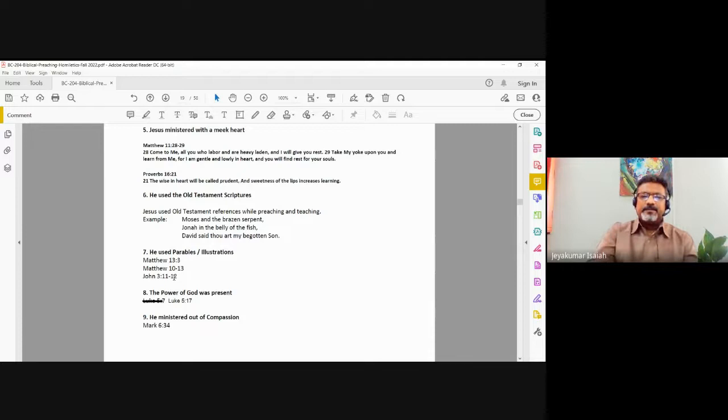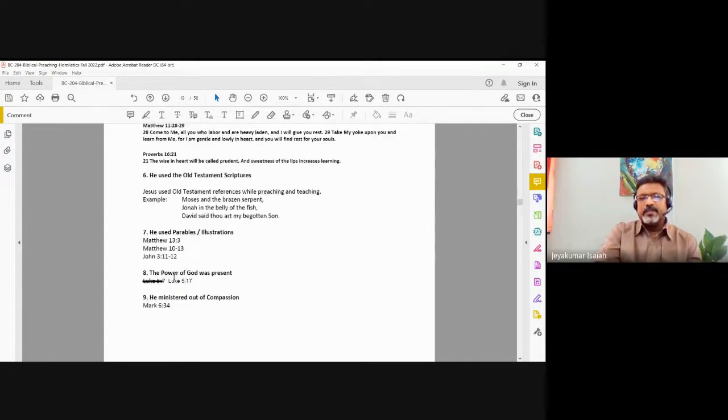A few other things that we see is that he used the Old Testament scriptures. He used the scripture of that day, which was the Old Testament, and he used several references. If you just read through a red letter version, where the words of the Lord Jesus are in red, you see the kind of verses that he quoted. He quotes from Isaiah, he quotes from everywhere, and you see the references there. He quoted scripture from the Old Testament over and over again.